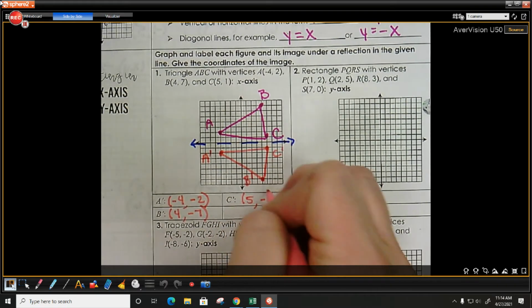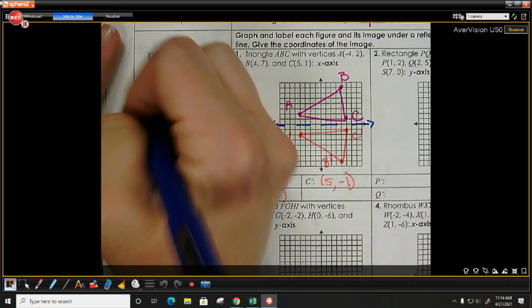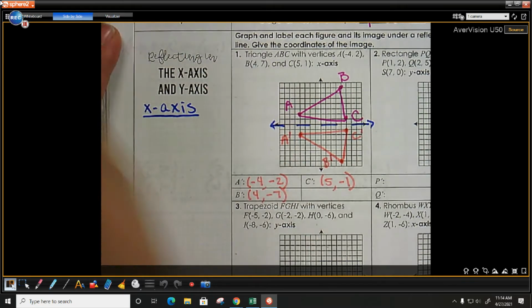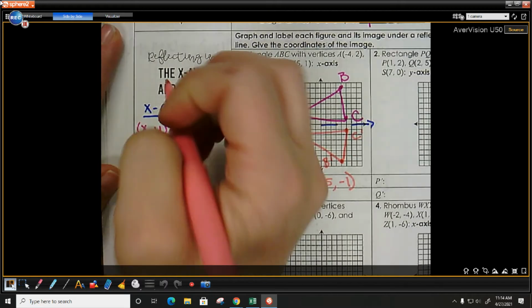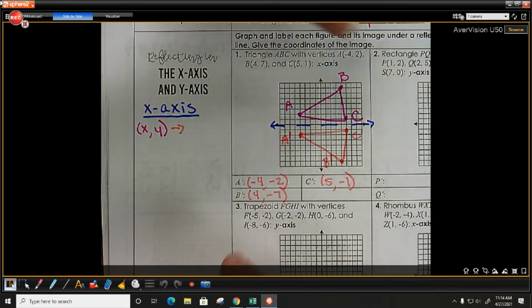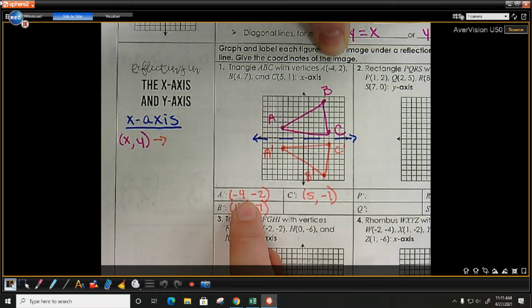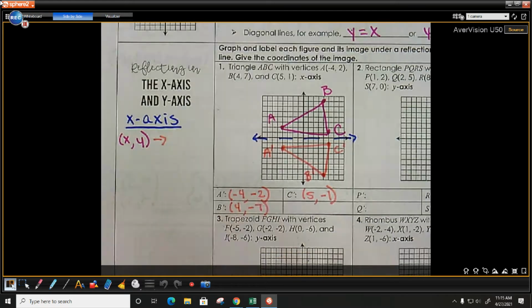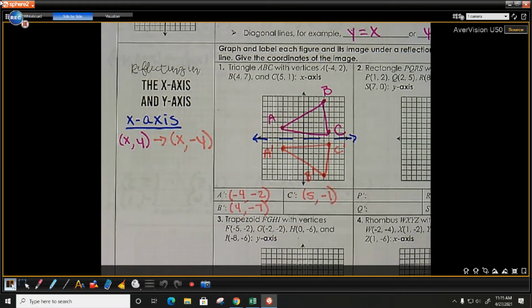Okay, so we're going to write a little rule over to the side. Okay? When you are reflecting over the x-axis, your xy becomes what? Compare the A to the A prime. What stayed the same? The X stayed X. What changed? Y became the opposite sign, right? So it's just X comma negative Y. So if you're reflecting over the x-axis, all you do is you change the y value to the opposite sign.